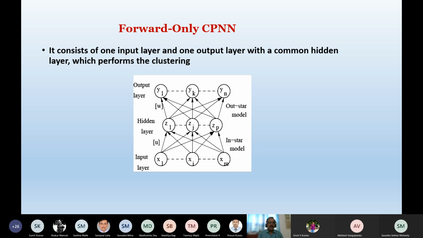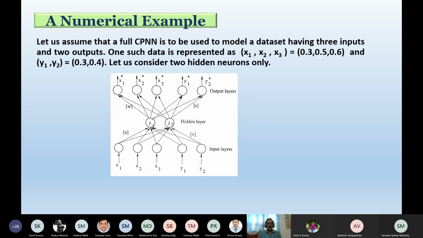Exactly in the same way, we can implement the out-star model, in-star model and out-star model. Now I'm going to solve one numerical example. Just to make it clear, I have designed a very simple numerical example.